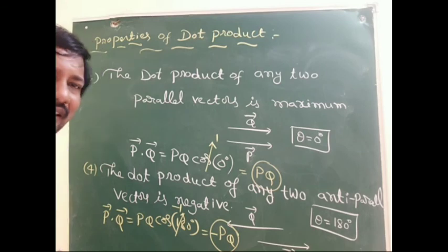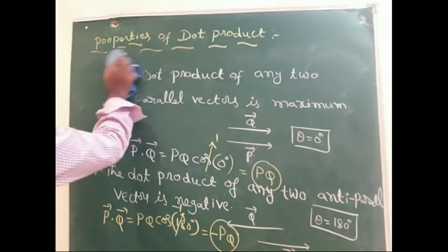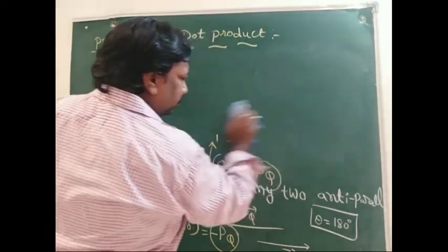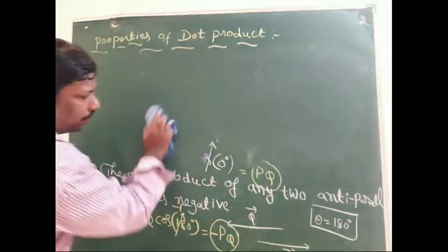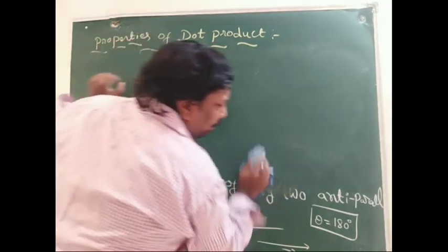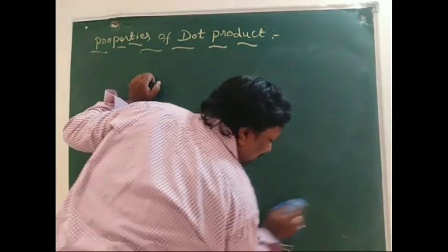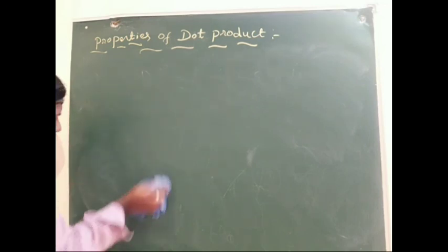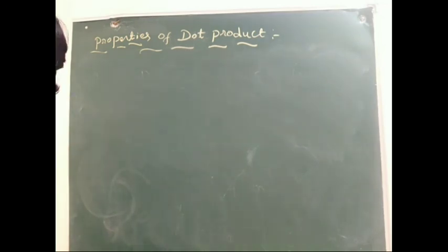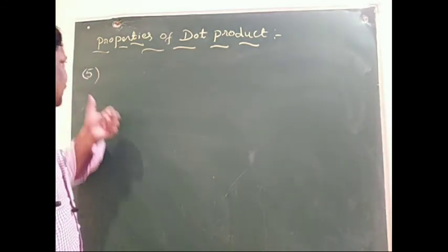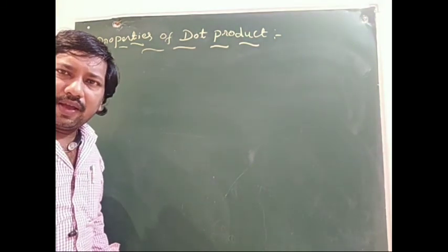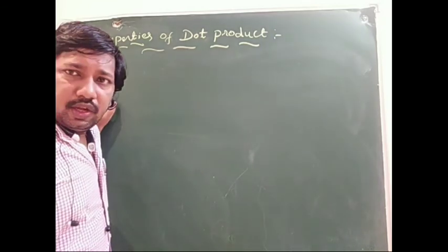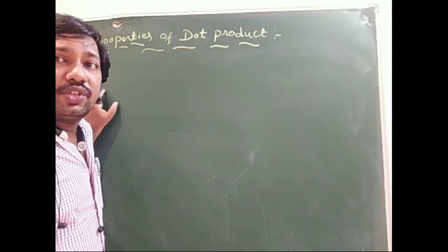The next property, property number 5, is that the dot product of any two perpendicular vectors is 0.